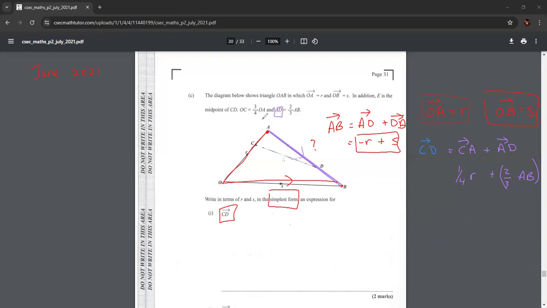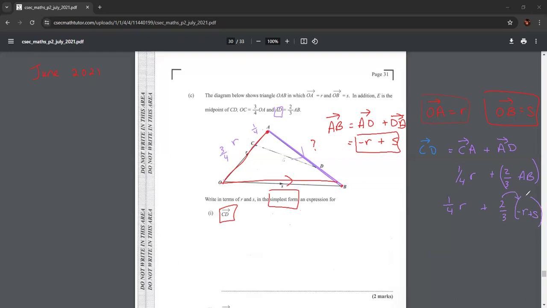So this is supposed to be a quarter, because remember, OA is R, and if OC is 3/4, then CA would be 1/4. So 3/4 plus 1/4 will make the whole. So this is supposed to be 1/4. I'm sure I said 1/4 and I wrote the wrong thing. All right, so let's go. So same thing. Remember AB, we found AB to be minus R plus S.